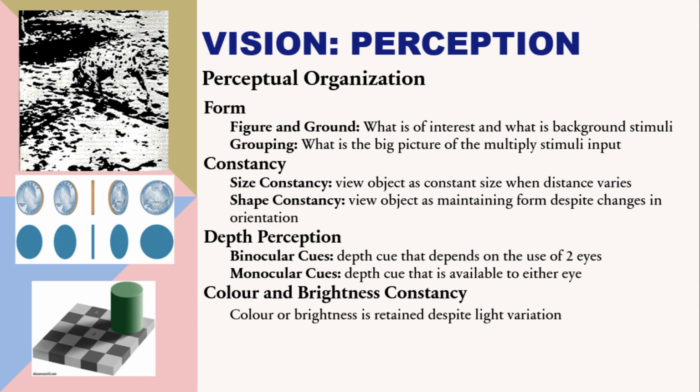Depth perception is the ability to see objects in 3 dimensions, although the images that strike the retina are 2-dimensional, which allows us to judge distance. A binocular cue is a depth cue, such as retinal disparity, that depends on the use of 2 eyes. A monocular cue is a depth cue, such as relative height or linear perspective, available to either eye. Color and brightness constancy occurs as a perceived object retains the same color or brightness even though the amount of light changes. Form perception, depth perception, and constancies illuminate how we organize our visual experiences.